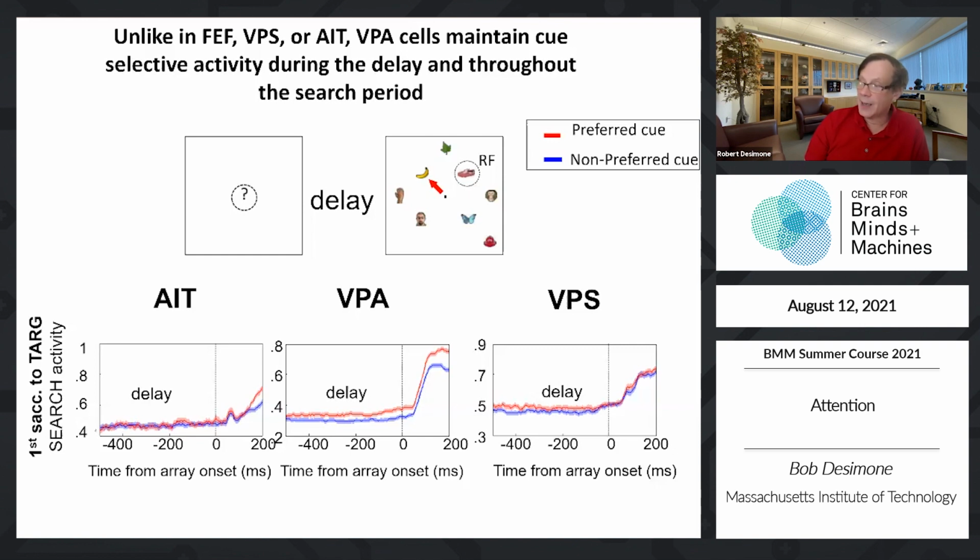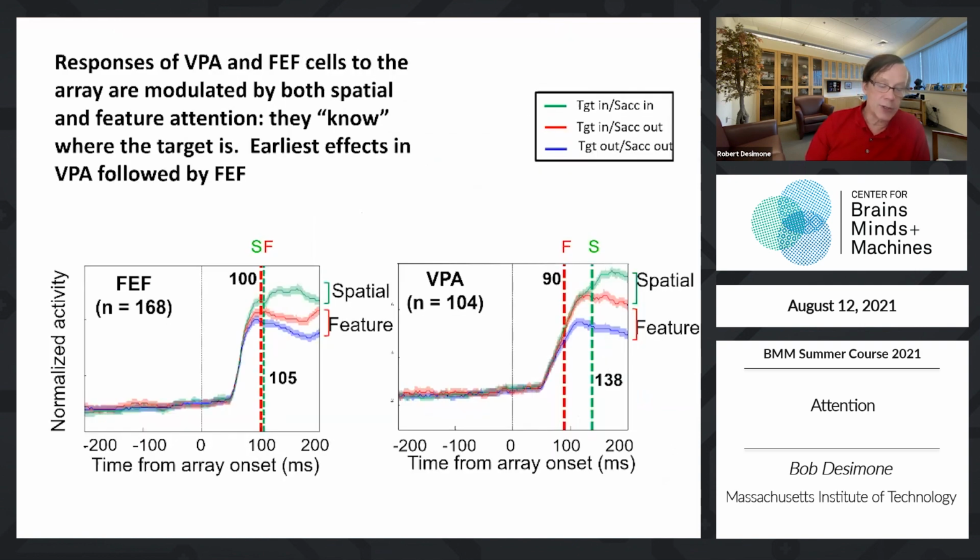Okay, and now finally, let's look at the response to the array according to what the animal is looking for. It's a little complicated, so I'll walk you through this. We show these responses for the frontal eye fields and VPA. In the frontal eye fields, the difference in response to the green line and the red line shows the effects of spatially directed attention. The red line is when the animal is looking someplace else. The green line is when it's looking into the receptive field. So this enhancement is just the enhancement due to spatially directed attention.